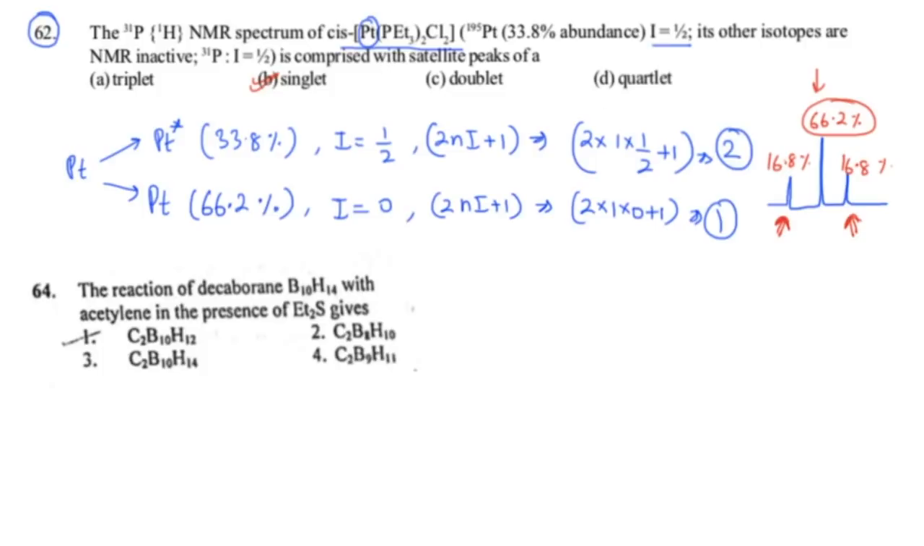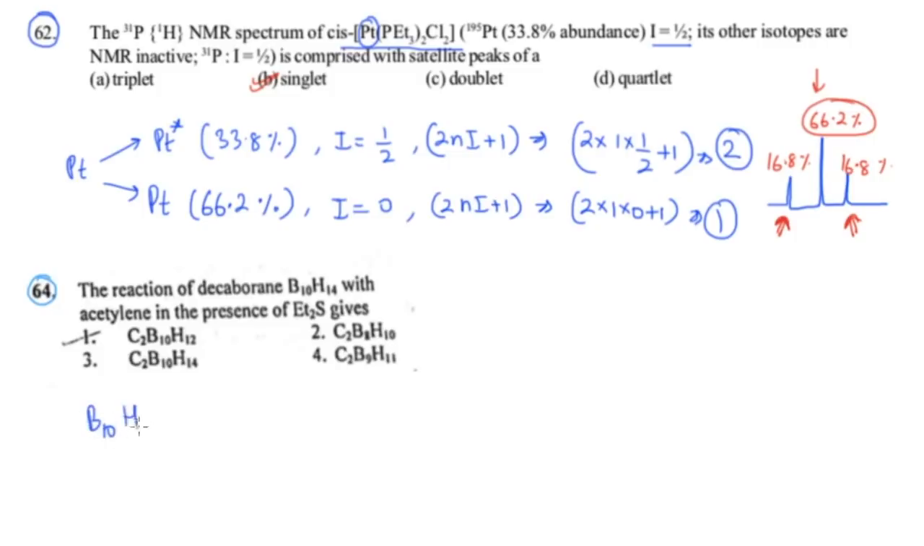Okay, now let's go back and take this question over here. It's question number 64. It says the reaction of decaborane, B10H14, with acetylene in the presence of Et2S. This is basically a property of boron and its hydrides, boron hydrides. So it's just a general reaction. If you have studied it, you can answer it.